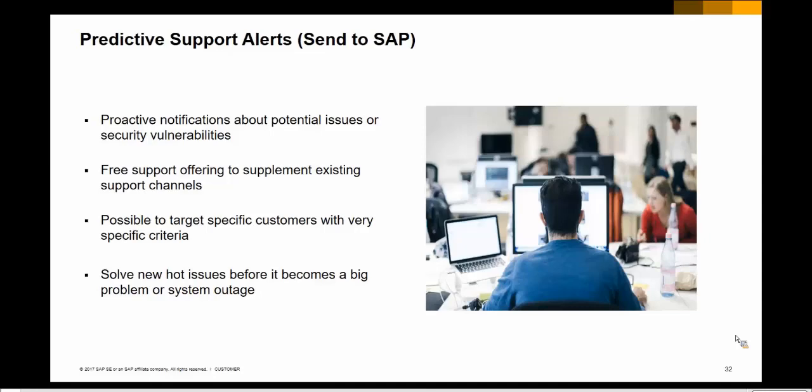It could also be useful in the case that maybe a new security vulnerability for Tomcat or whatever the case might be. We can target customers that are on a particular version and let you know ahead of time, before it becomes a big issue or before there's a system outage.